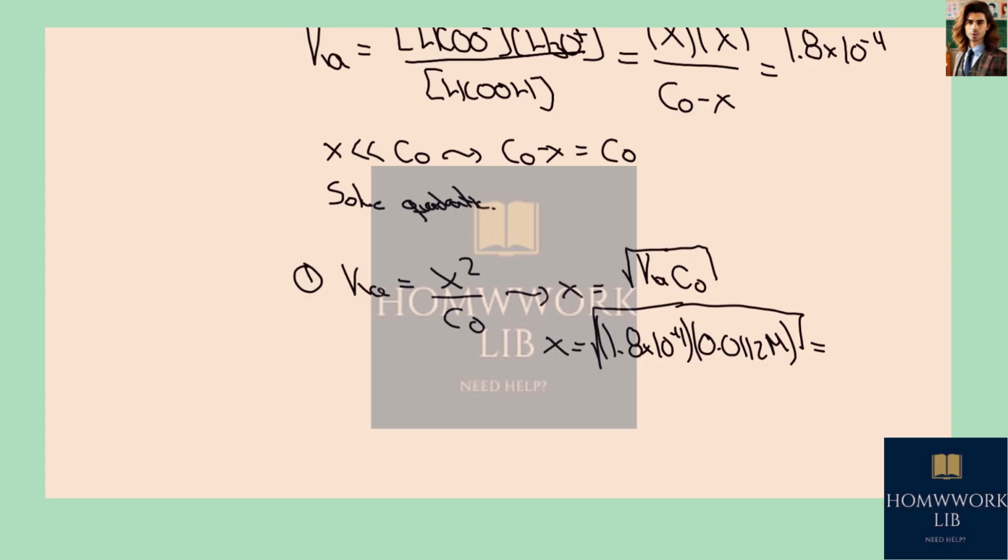The value for X, in this case we don't need to put the units, we know that the final result is going to be in molarities. So 1.8 exponential to the minus 4 times 0.0112, square root of that, we're going to get a value of X equal to 1.42 times 10 to the minus 3 molar.